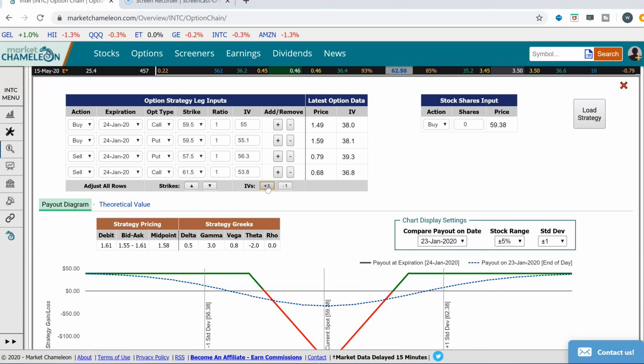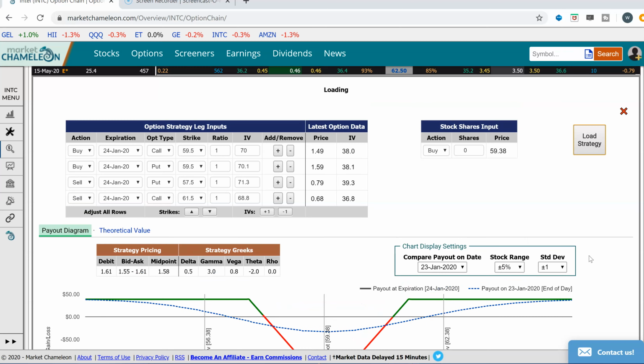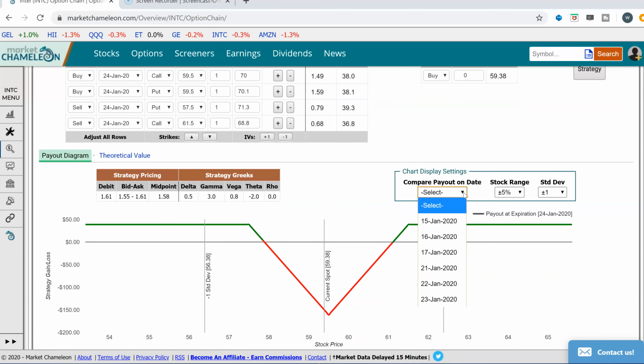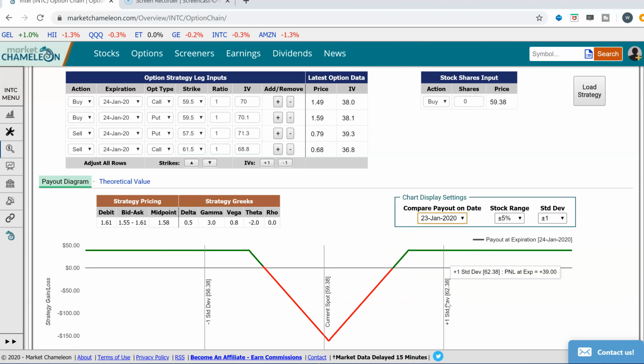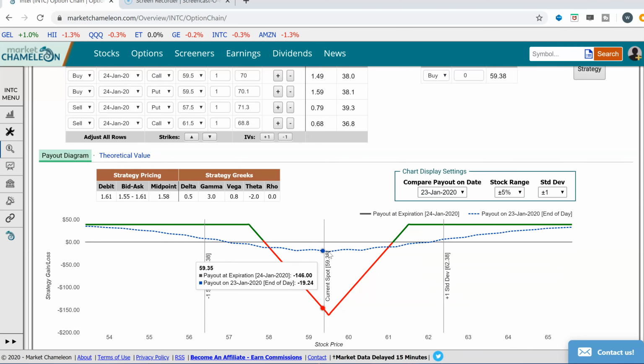So let's increase it. Let's see what happens if we increase it. We double it. Let's go to 70 volatility. I'm going to reload that, and let's say the volatility goes to 70 on January 23rd. We're out. So even here, it's not quite enough.